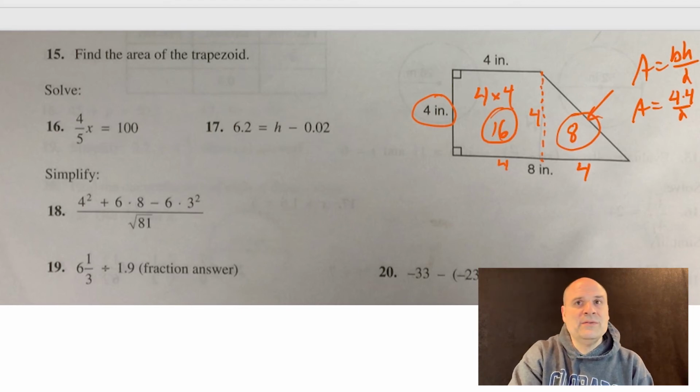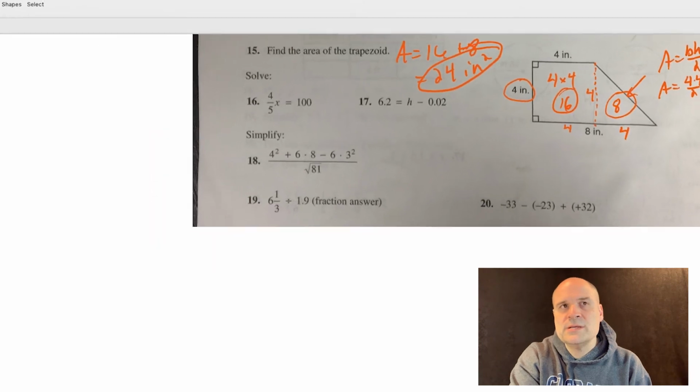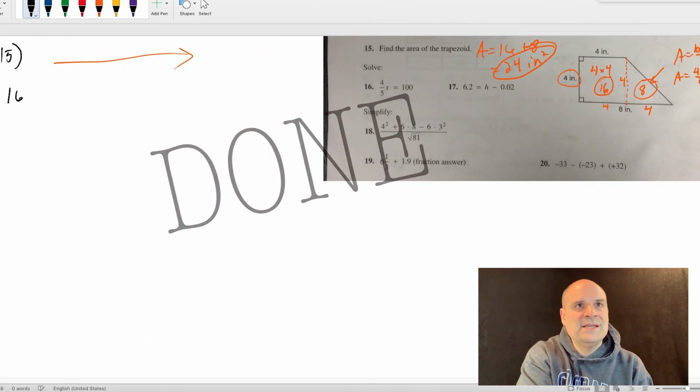It's going to be those two areas added together. So your area is 16 plus 8, which is 24, and area is in square inches. Square inches, okay? Cool.